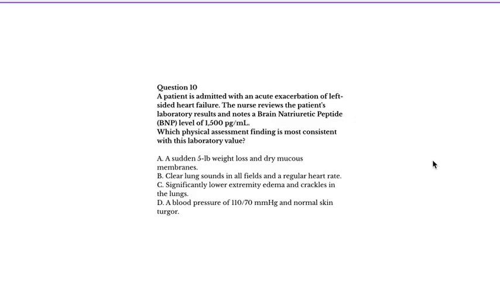Now, the reason why letter A is incorrect is because of the words dry mucous membrane in the other option. It says a weight gain or a weight loss is also not a good answer, because patients who have an exacerbated congestive heart failure may have weight gain, not weight loss. And then the dry mucous membrane is another thing that gives away that this is a wrong answer. So the best option out of the three is going to be letter C.